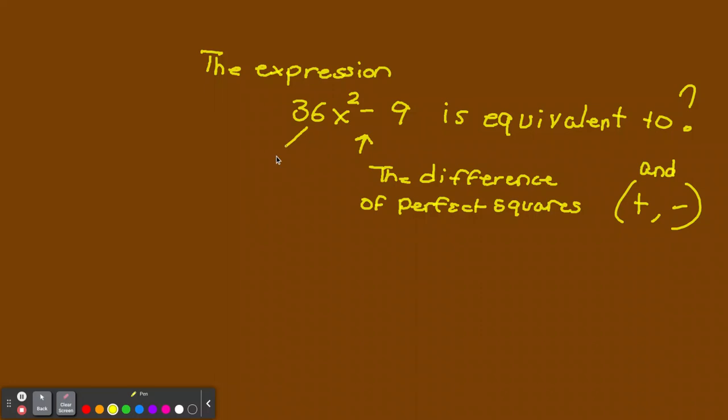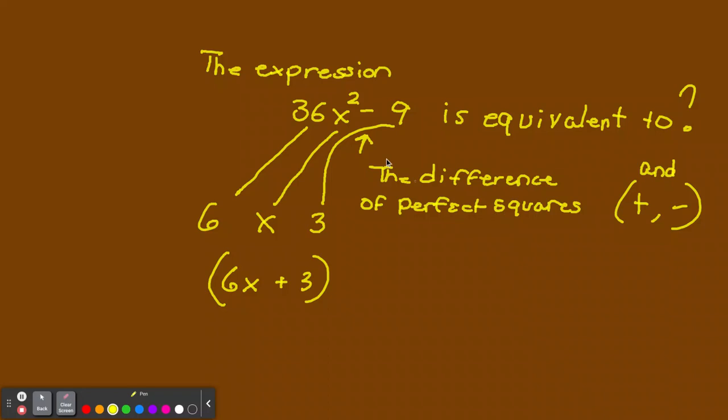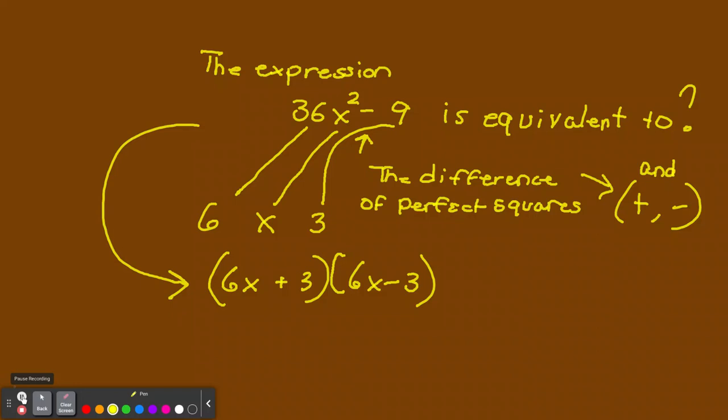So the square root of 36 is 6, and the square root of x squared is x, and the square root of 9 is 3. So we have those three elements right there. So we're going to say 6x plus 3. And what did I say? If you have the difference of perfect squares, you're going to have plus and minus. So it'll be that, and then 6x minus 3, and we're multiplying them. So that expression is equivalent to this with two binomials. All right, let's keep going.